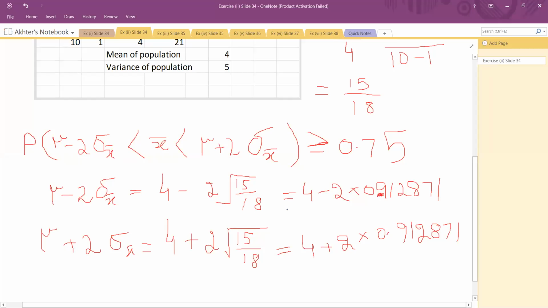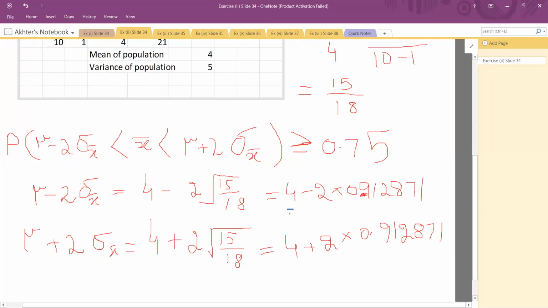The answer for the lower limit is 2.174, and the answer for the upper limit is 5.825. So now we can say that between 2.174 and 5.825, at least 75% of the observations of mean will lie between these two numbers. This is the end of this.